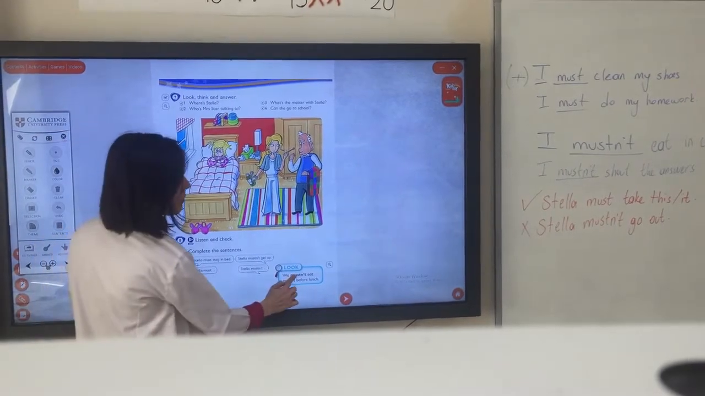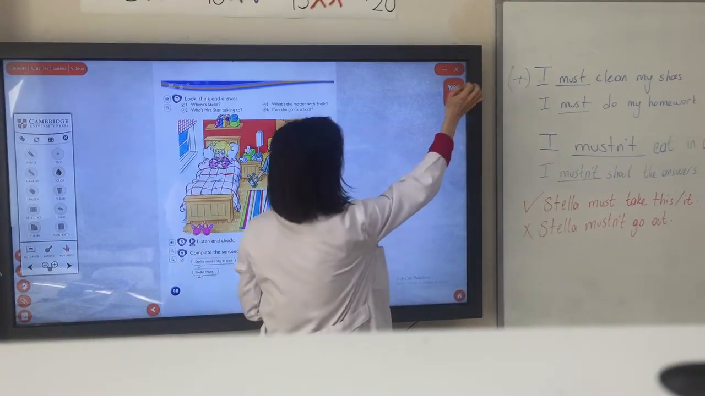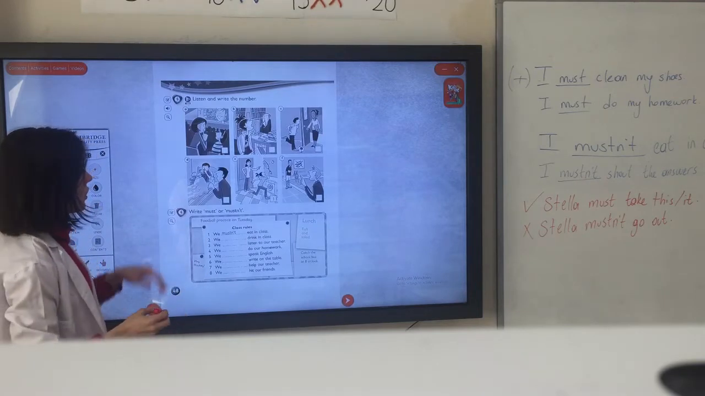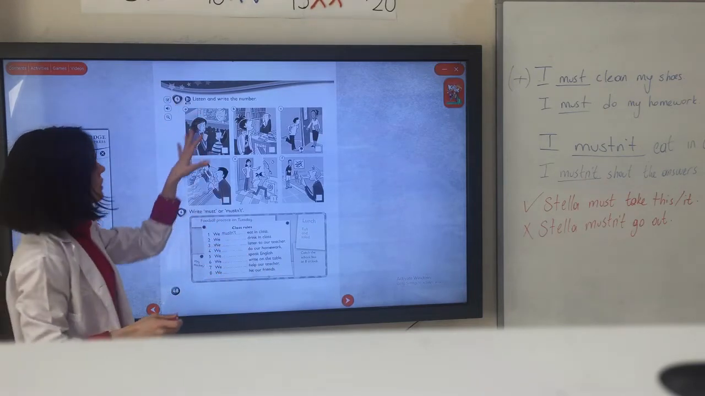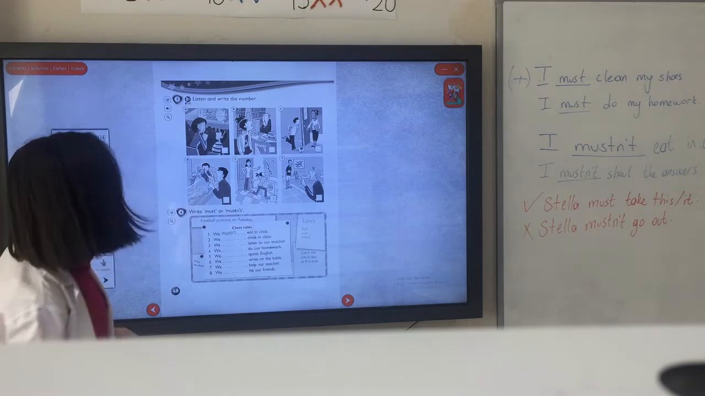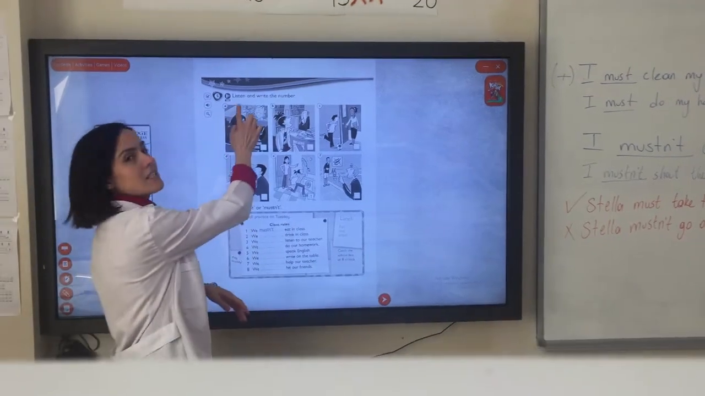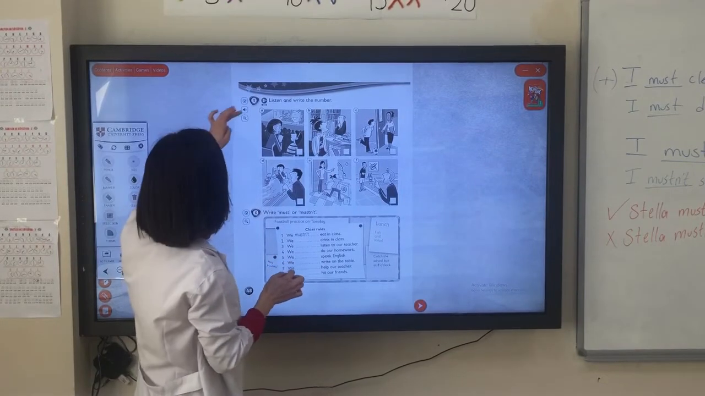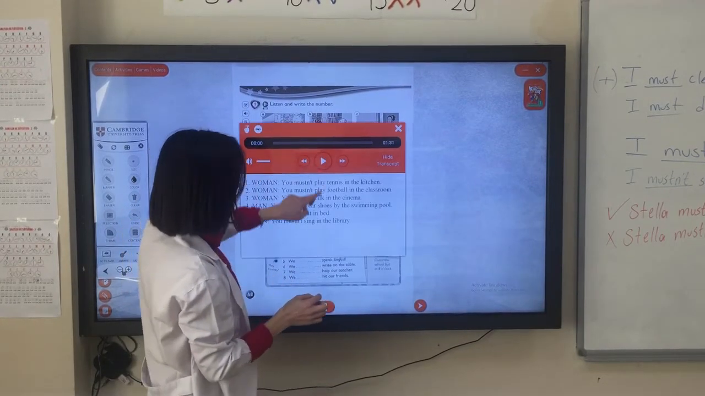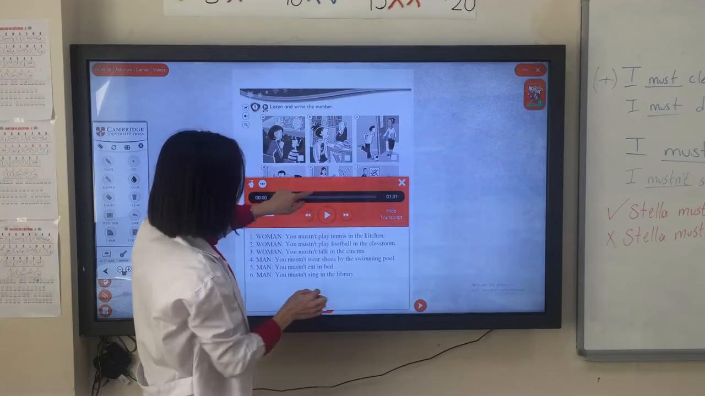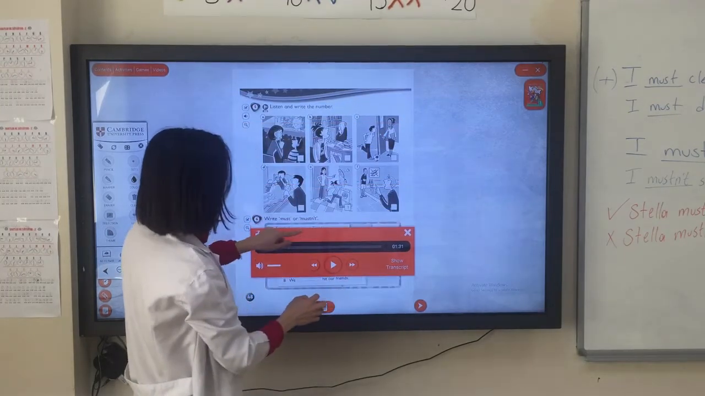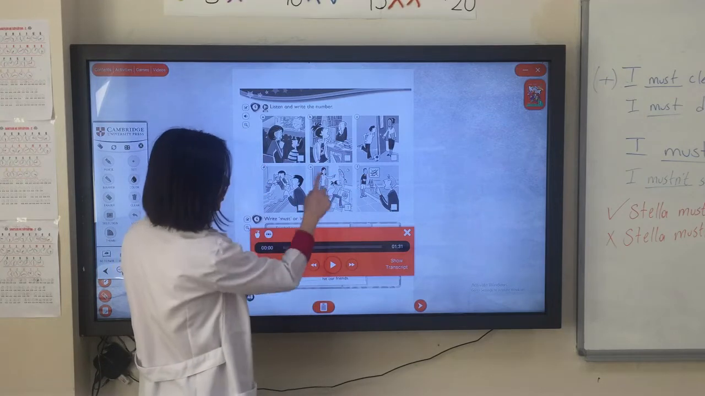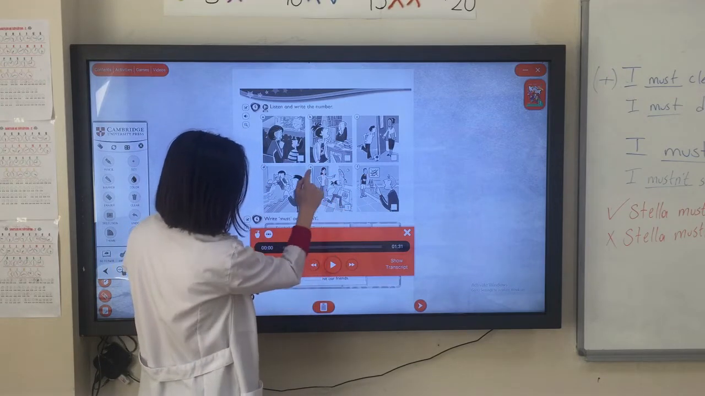And don't forget mustn't, and open your activity book. Activity book page 48. We have two parts, part 5 and part 6. We will do them together. Listen and write the number. Wait a minute. I will open the text. Listen and write the numbers here. The first one is the example, one is E.